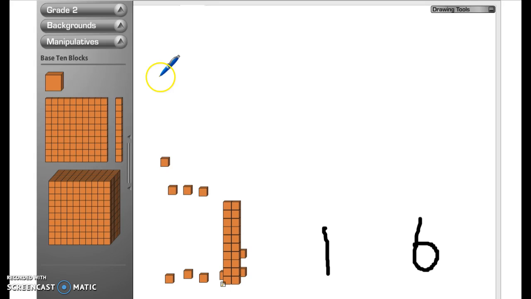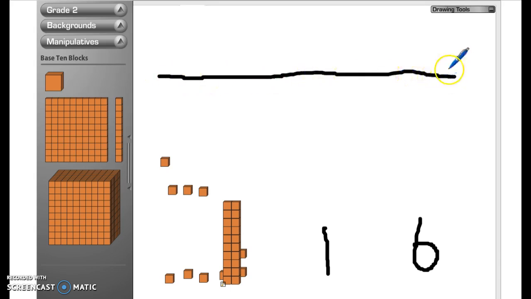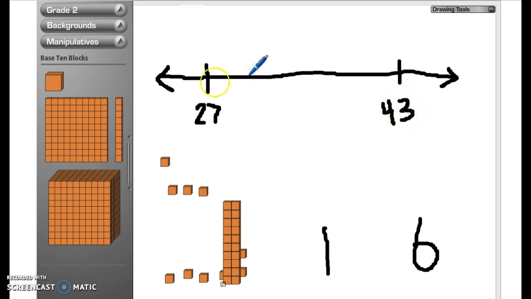So if we draw this on a number line, there's our number line. And I know that I'm trying to get here, which is going to be our 27. And the distance to here, which is going to be our 43. So we are trying to find the difference. We're trying to find the distance between the two numbers.